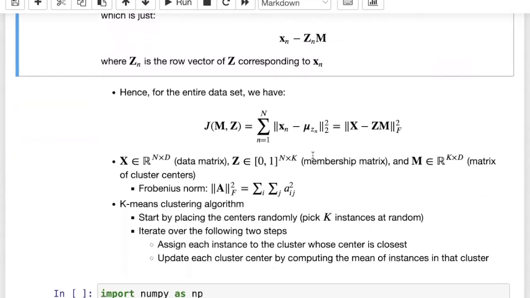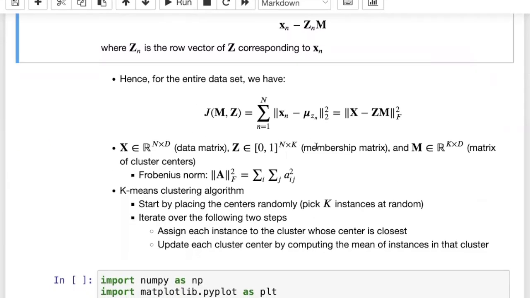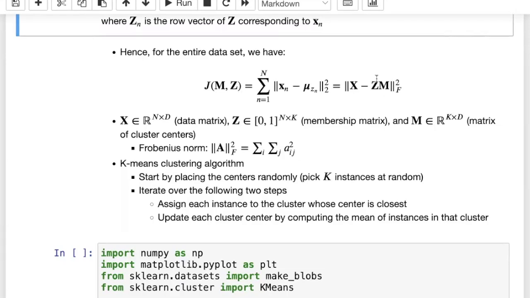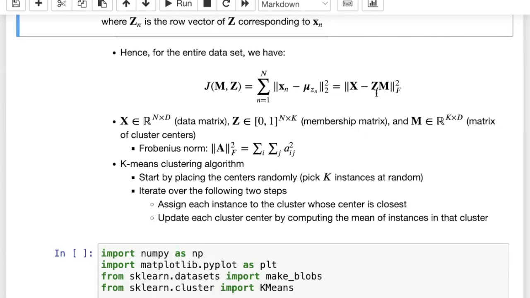Okay, so now that we understand the loss function, the question is how we can solve this problem. So recall that we have two optimization variables here. One is this matrix of cluster centers, M, and also the membership matrix. And that's what makes this problem difficult to solve because, although we don't go into all the details here, this is what is known as a non-convex optimization problem, meaning that it is very difficult, in simple terms, to find the optimal solution.